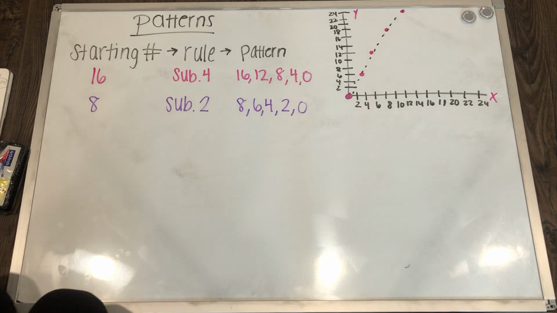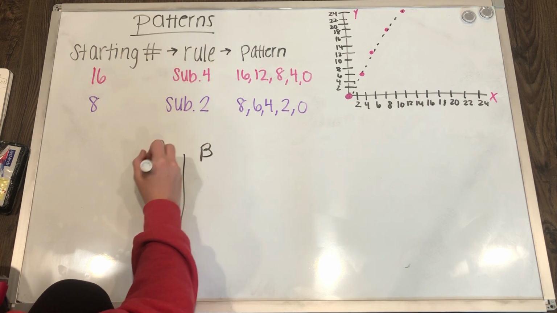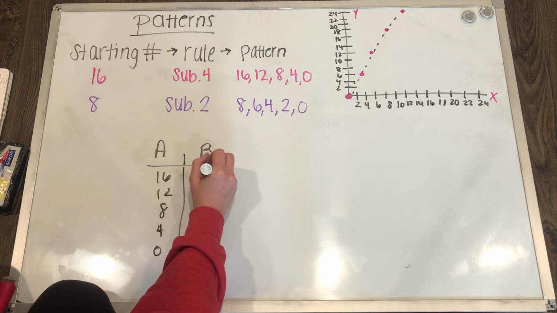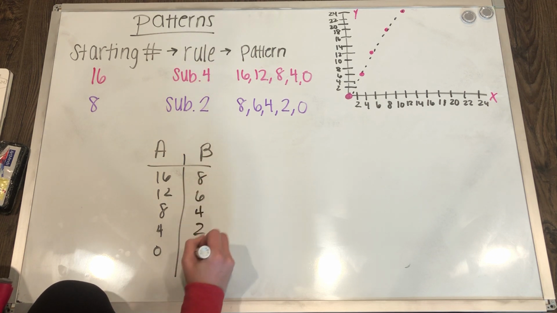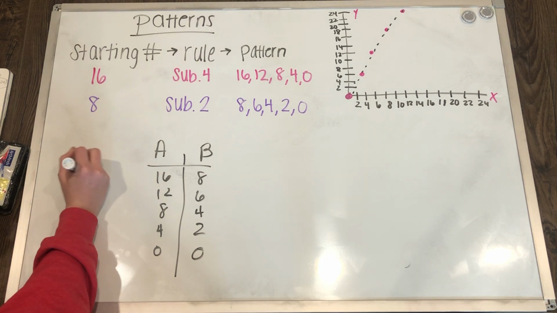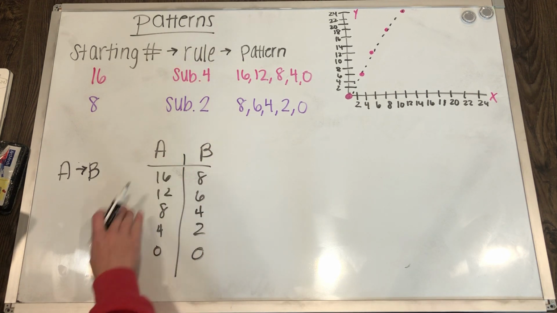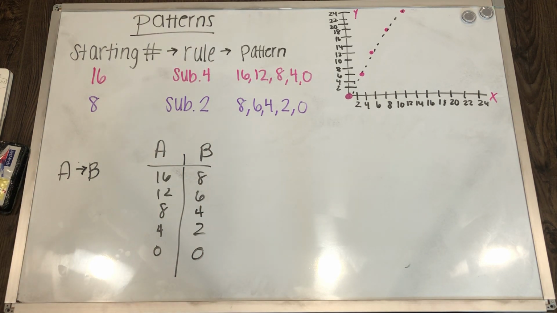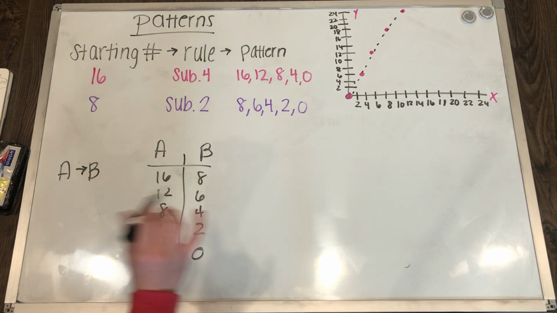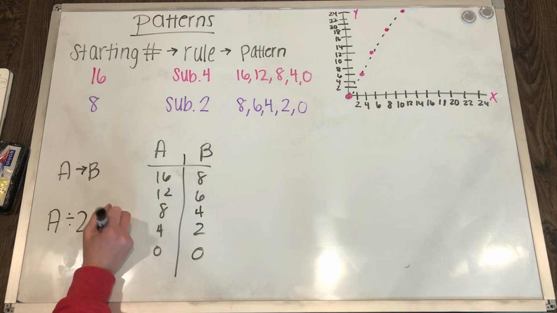So let's do that same thing where we're comparing the two. So we've got A and B. We've got 16, 12, 8, 4, 0, and 8, 6, 4, 2, and 0. So what's happening when we go from A to B? When we go from 16 to 8, 12 to 6, 8 to 4, what's going on? Well, each time we're dividing by 2. 16 divided by 2 is 8. 12 divided by 2 is 6, and so on. So A divided by 2 is going to give us B.